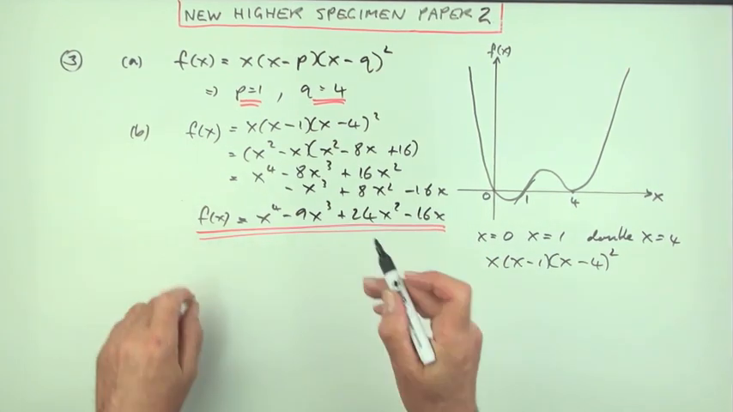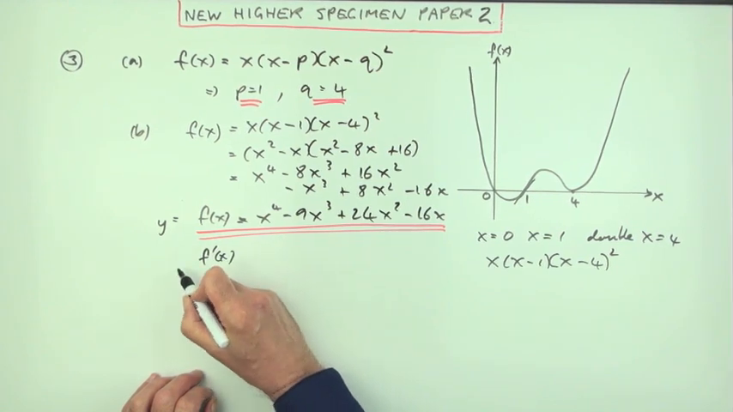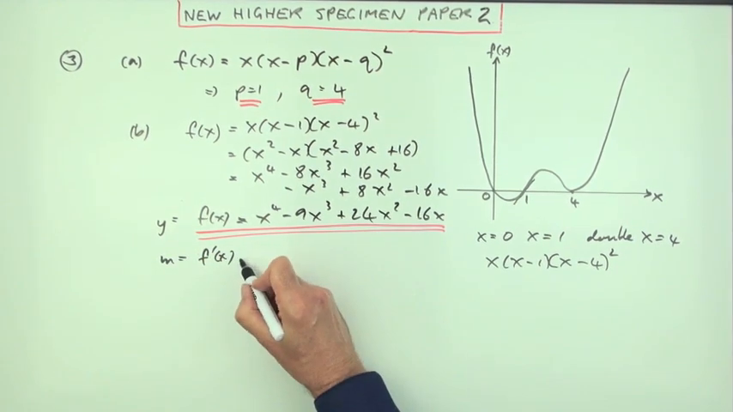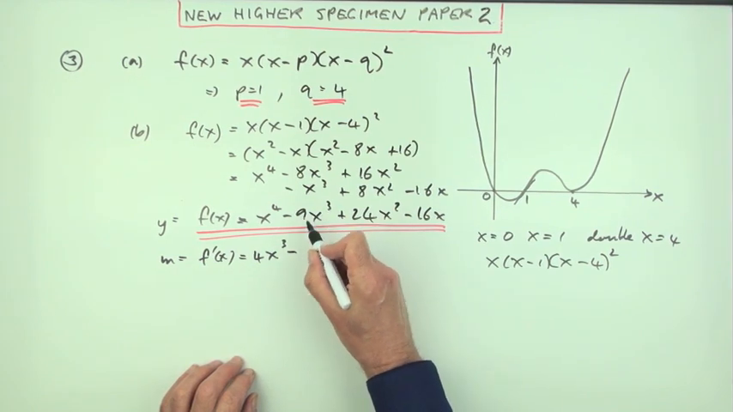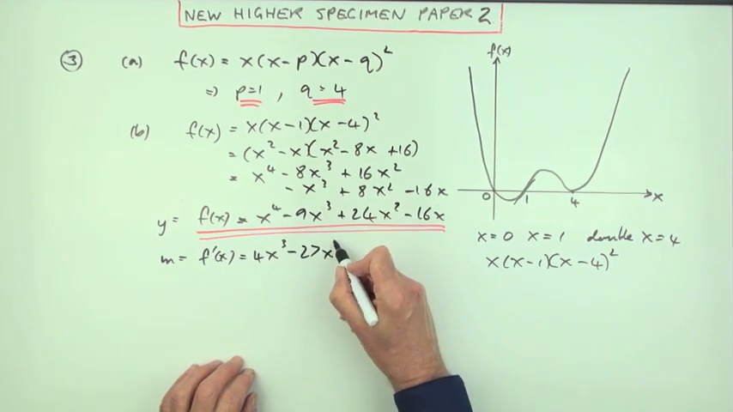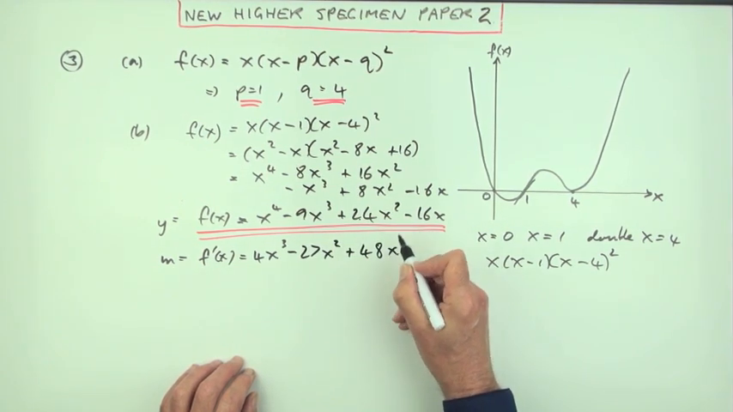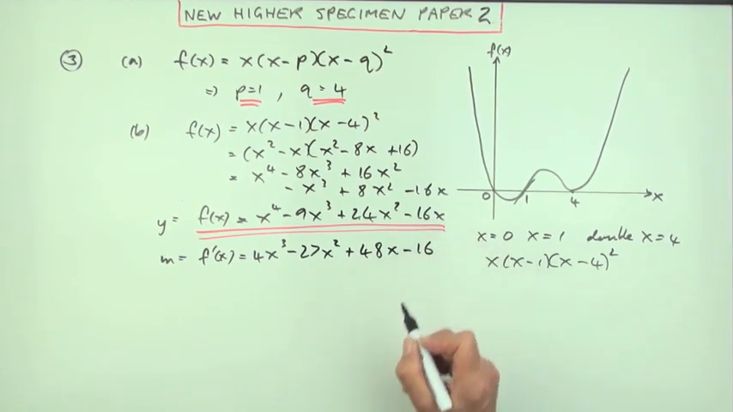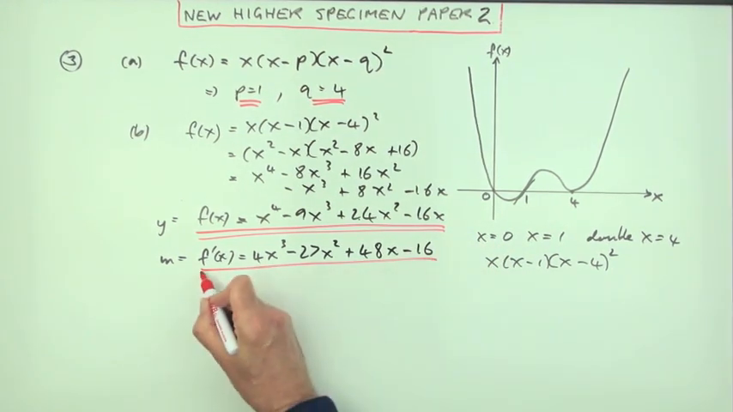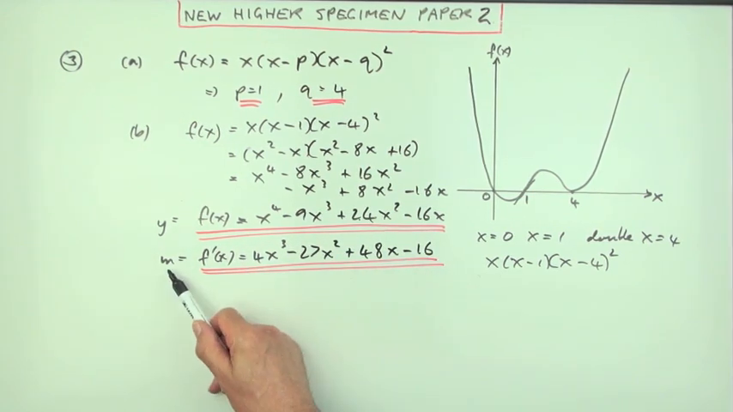Now we've got this, which of course will give us the y coordinates. If we differentiate it, that'll give us the gradients. So that's multiply by the power, take 1 off the power: 4x cubed, 3 9s are 27, take 1 off, 2, multiply by the power, 2 24s are 48, take 1 off, down to 1, and then just minus 16, the coefficient of the x term. So there's the equation that'll give me the y coordinate, there's the equation that'll give me the gradient.